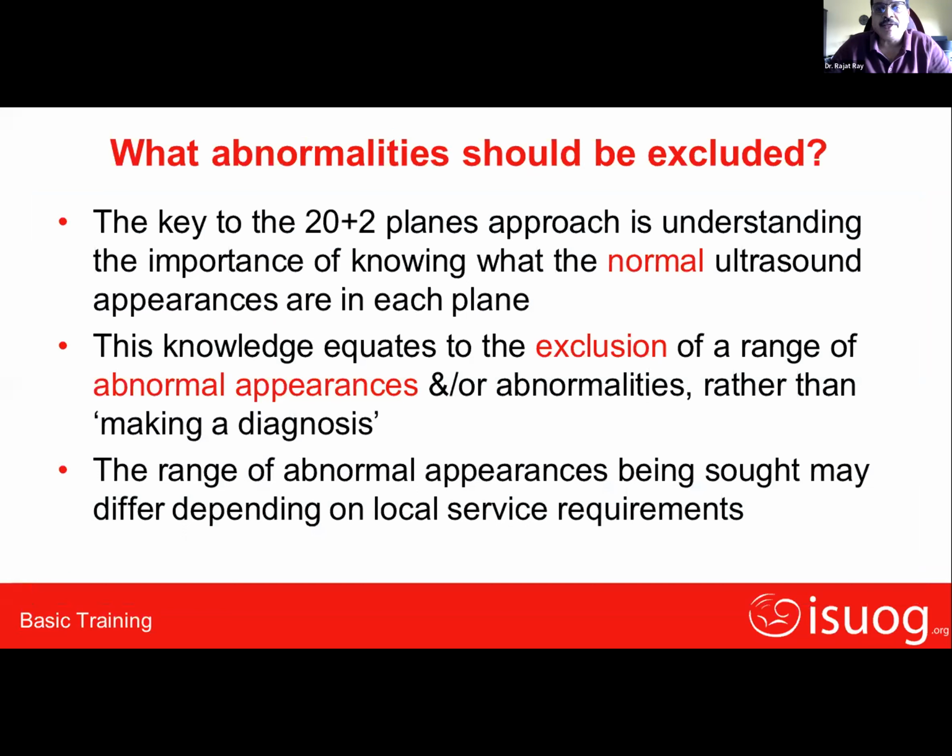What anomalies should be excluded? The key to the 20+2 approach is to understand the importance of knowing what the normal ultrasound is. We'll go through what the normal ultrasound appearances are in each plane. Then when you see some structures which look abnormal, we may consult our friend, our senior, or we may refer to a higher center. The knowledge equates to the exclusion of a range of abnormal appearances and or anomalies rather than making a diagnosis. The range of abnormal appearances being sought may differ depending upon local service requirements.